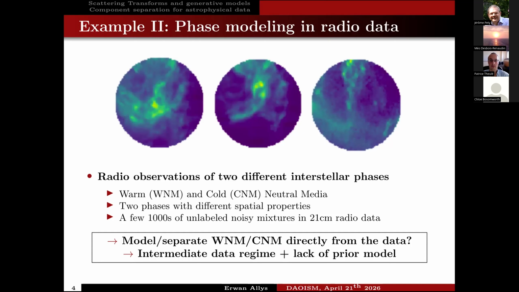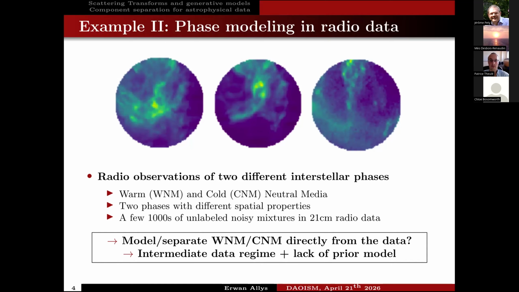And we have, okay, well, from these observations that I will use, only a few thousand unlabeled mixtures of WNM, CNM, and noise. So can we, only from this observation, not relying on any external model, learn a model and separate these phases directly from the data?